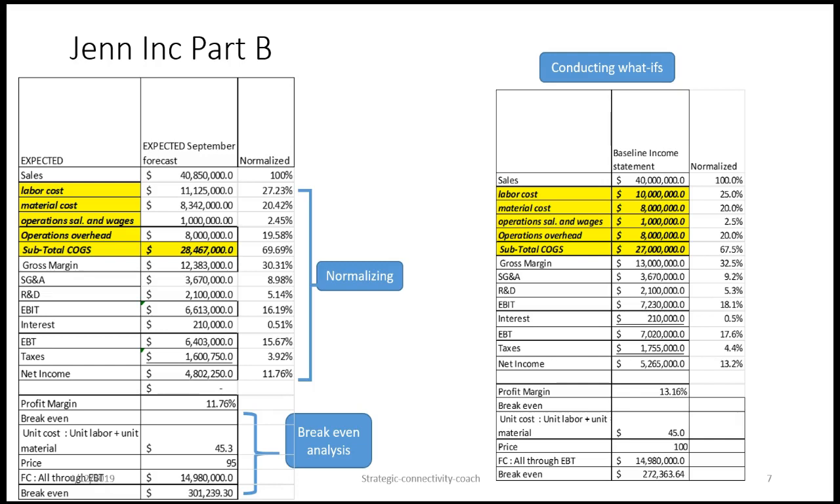What if my price, instead of being X dollars, is going to be 10% less? Or what if instead of selling X units, I'm going to sell 10% less units? This way you can range-bound your analysis to get a feel for how your financial data, your income statement, looks if things go one way or the other.